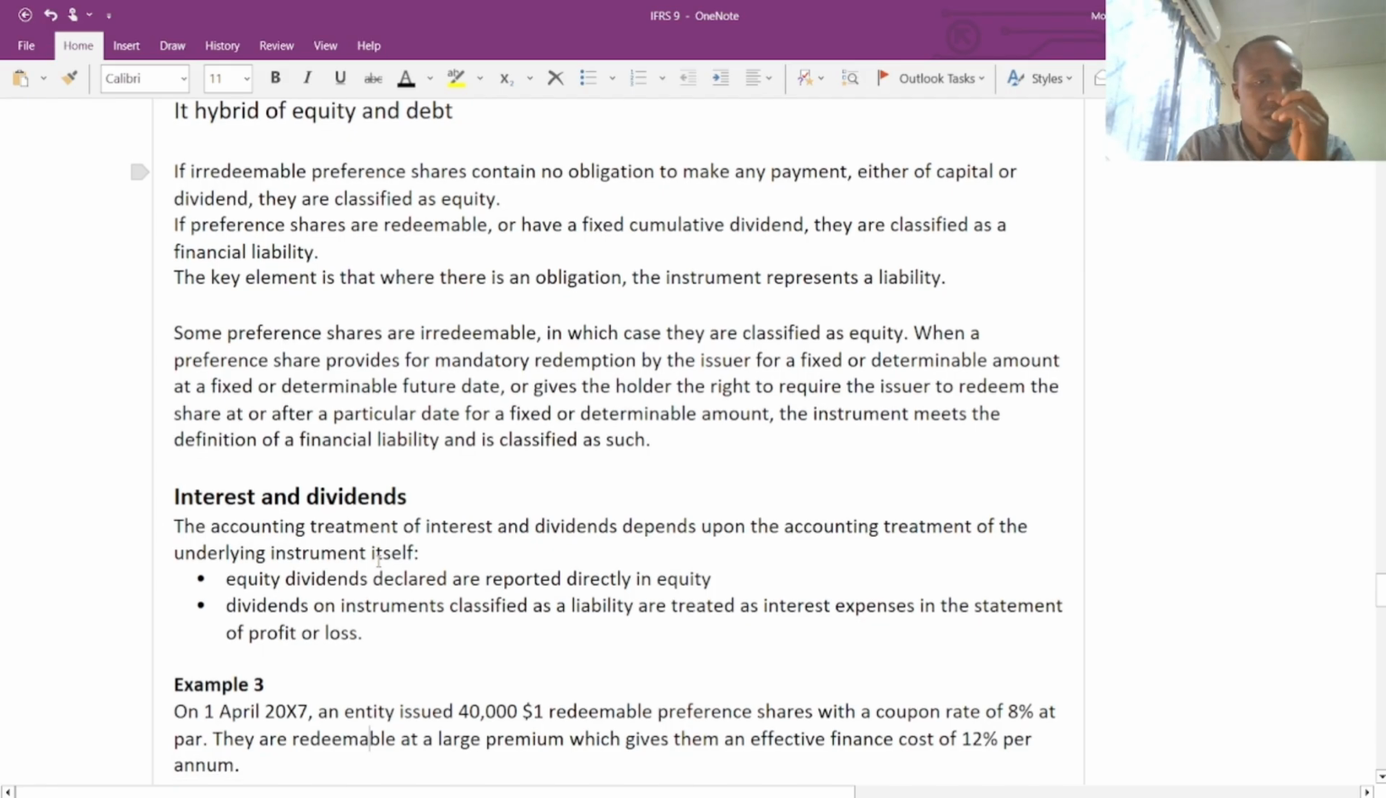So now, let's go through the process. Now we have two types of preference shares. We have redeemable preference shares, and we have irredeemable. When we are talking about irredeemable, it means once the shares have been purchased, they cannot be redeemed. While for the redeemable, they can redeem the shares at any point in time, or based on the contract agreement.